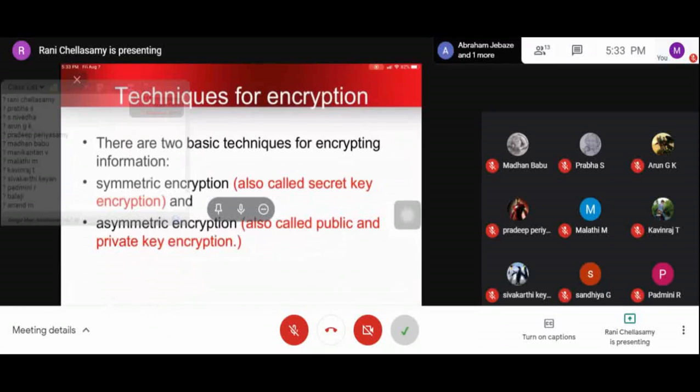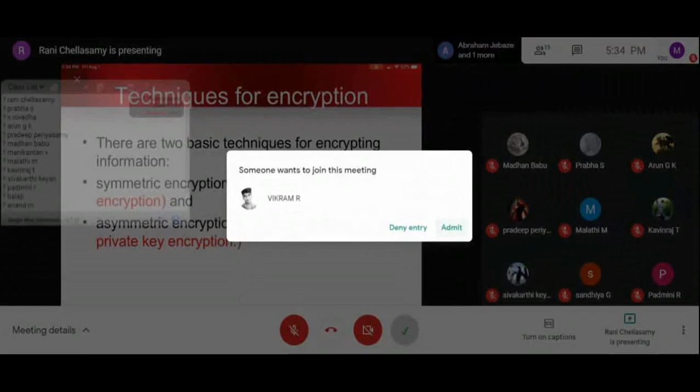There are two basic techniques used for encrypting information. The first one is symmetric encryption, and the second one is asymmetric encryption. As we have seen all this in the prior session itself. Symmetric encryption is otherwise called secret key encryption or private key encryption. And asymmetric encryption is also called public key encryption, or public and private key, since asymmetric key encryption uses 2 keys, the public key and the private key. In case of symmetric encryption, we use only 1 key, a single common secret key.